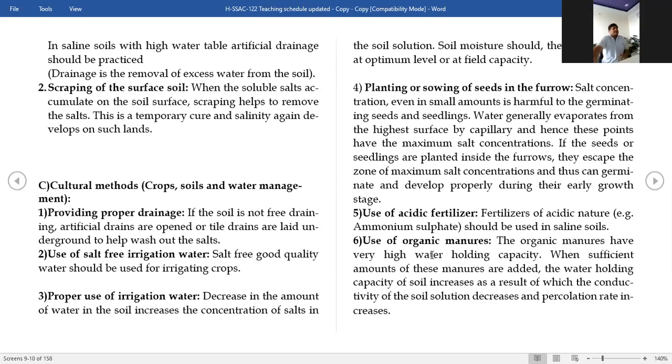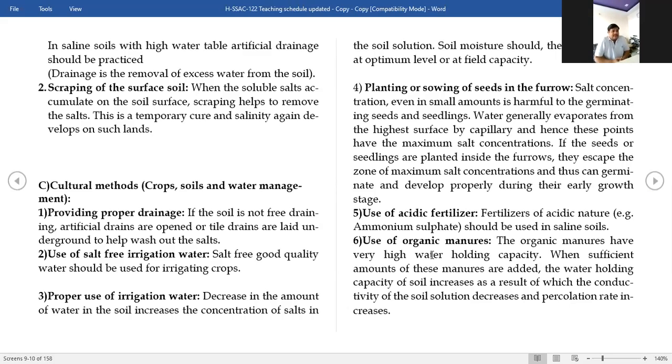Proper use of irrigation water. A decrease in the amount of water in the soil increases the concentration of soluble salts. Soil moisture should therefore be kept at the optimum level or field capacity, beyond which it contributes to the development of salinity.